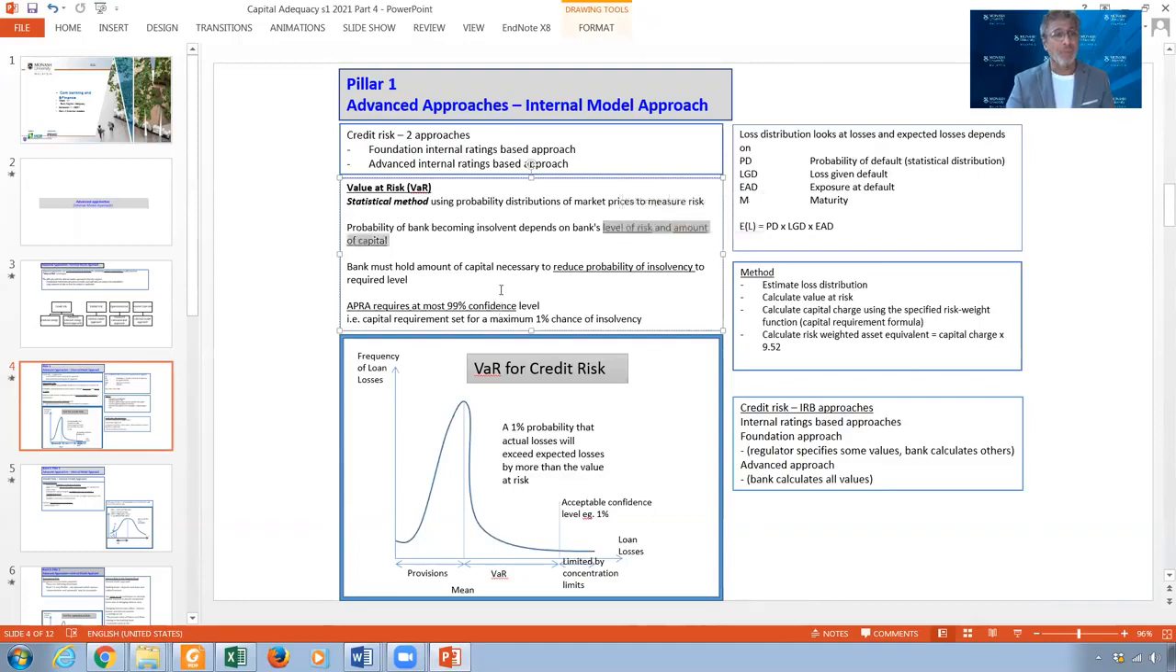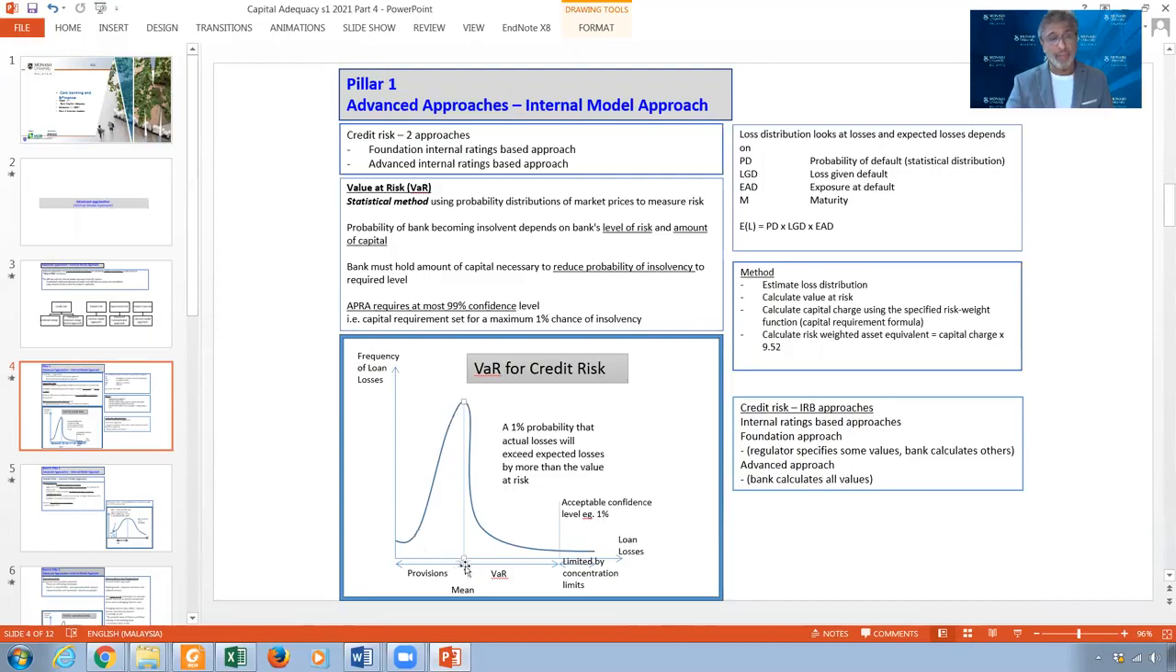Therefore, a bank must hold the amount of capital necessary to reduce the probability of insolvency. Which means if you look at this distribution, this is a distribution of the credit risk, and this is all the losses coming from the credit risk, as I told you, from the housing, and you are calculating this according to all observations of all those years. So in this case, up to this area, which is the mean, this area is covered by our provisions.